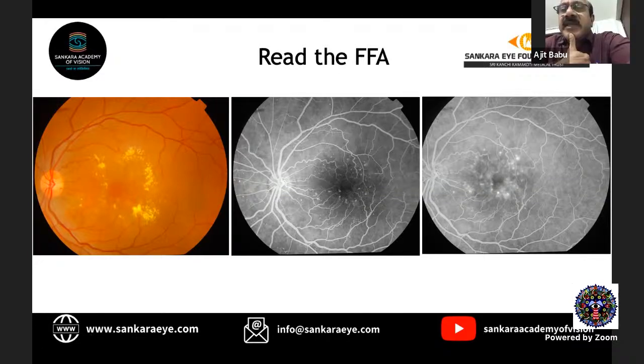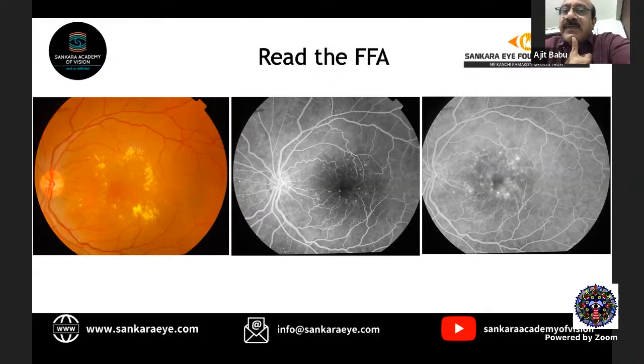I think the description should start with which eye you are reading the angiogram of, then the stage of the angiogram and the media clarity. Then you should read about the disc, how the disc findings are. Then go to the vessels, both temporal vessels and the rest of the vessels. Then come to the macular center, and note whether any abnormality is present or not.